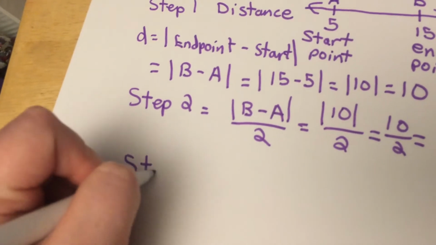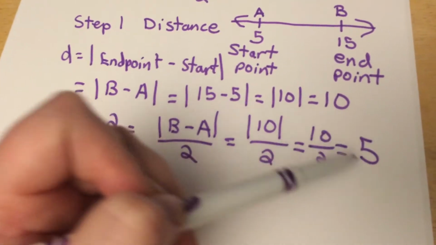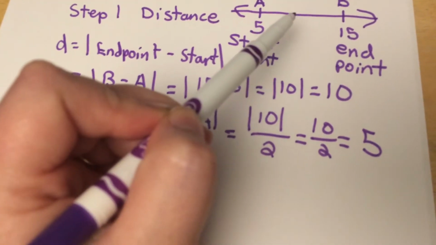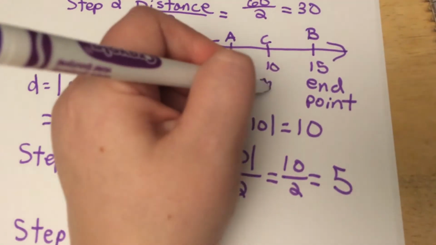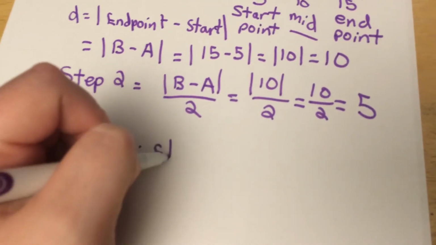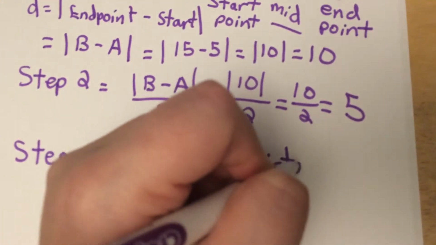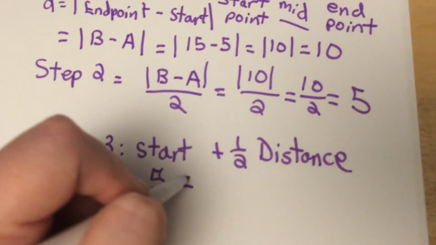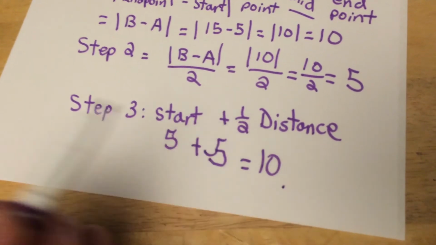Then to do step 3, we had to add this 5, which is our halfway distance, to our starting point to get our middle, which is our 10, which is our C, our midpoint. So we said start plus half our distance, and that was 5 plus 5, which gives us 10. Okay, so that's how we get the midpoint of a number line.